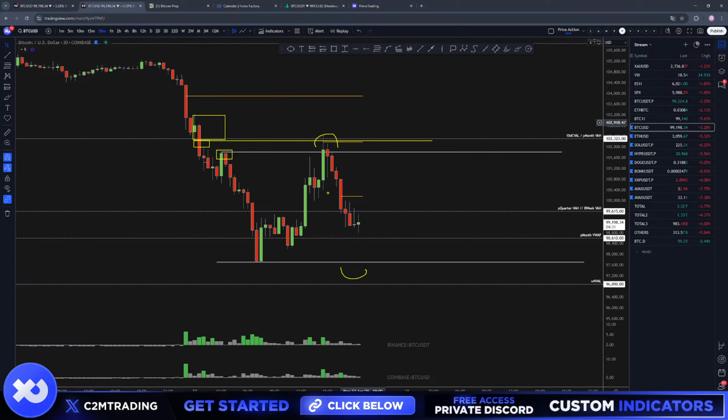Where you can act the quickest on, right? Where your brain instantly tells you like, all right, this is a short, or all right, this is a long, right?